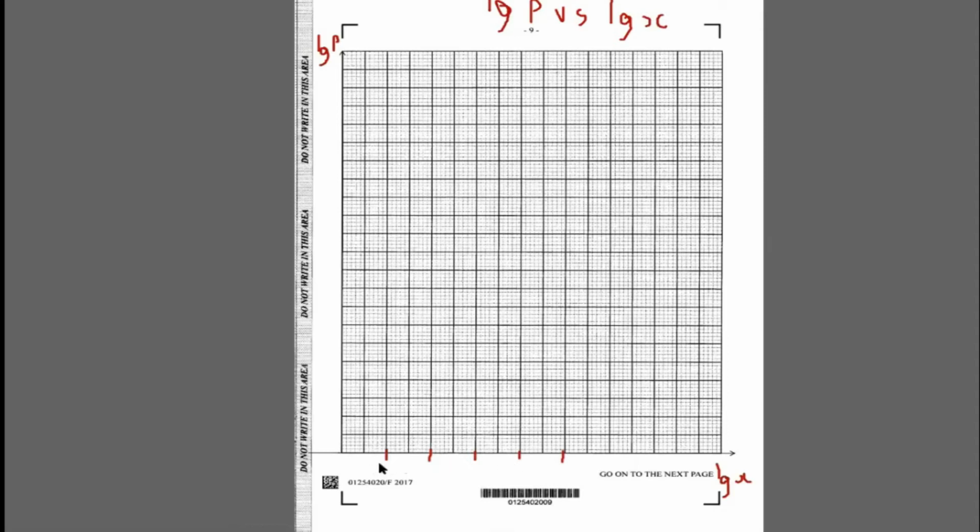Let's go 0.25 then. 0.25 here, 0.5 here. Yeah, this should work.